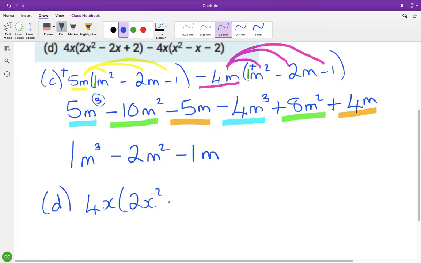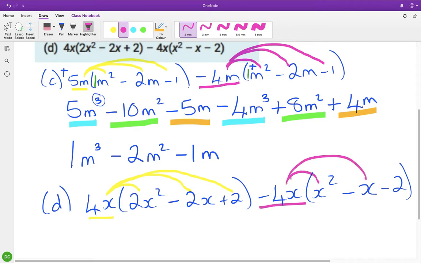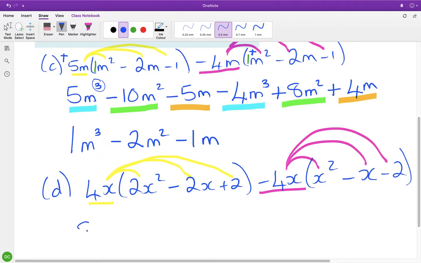So just writing out the next question, minus 4x times x squared minus x minus 2. Okay, so I'll just pair them up again. So 4x will distribute on this bracket, and minus 4x will distribute on that bracket. Okay, so 4 by 2 is 8, and here's 1x, here's 2 x's, making a total of 3 x's, so x cubed. This is plus, so plus and minus are different signs, meaning minus.